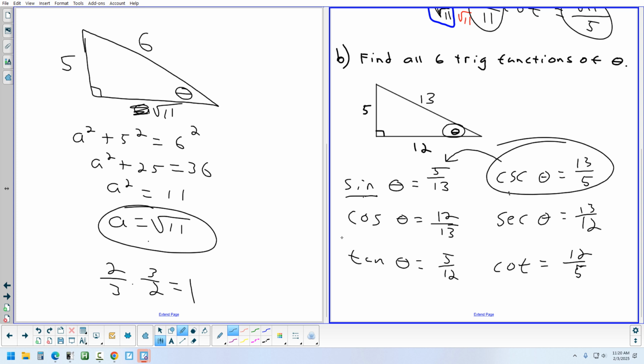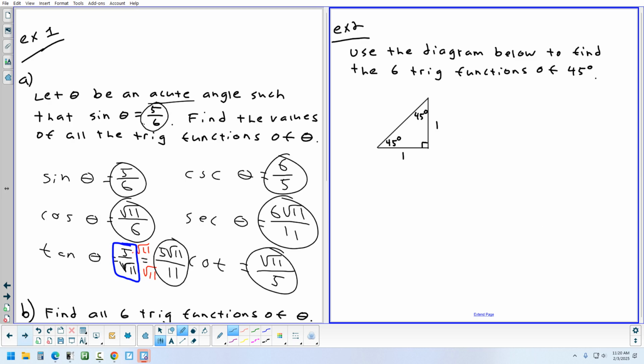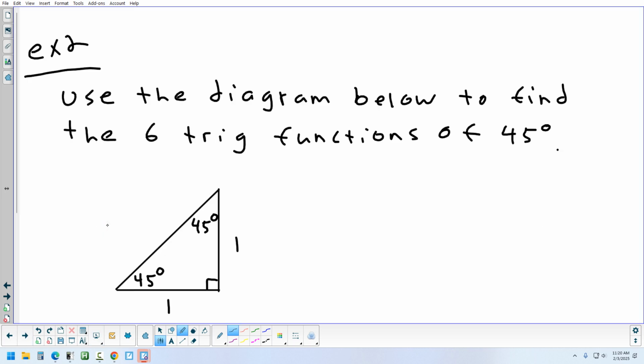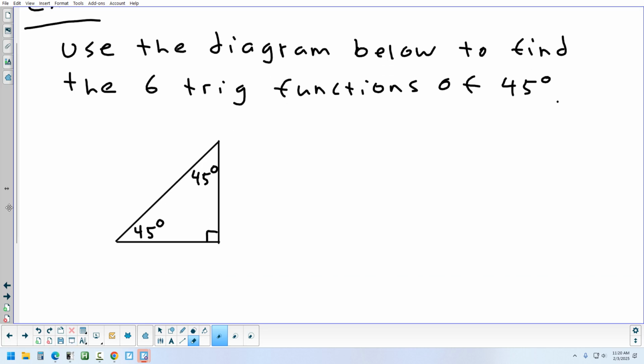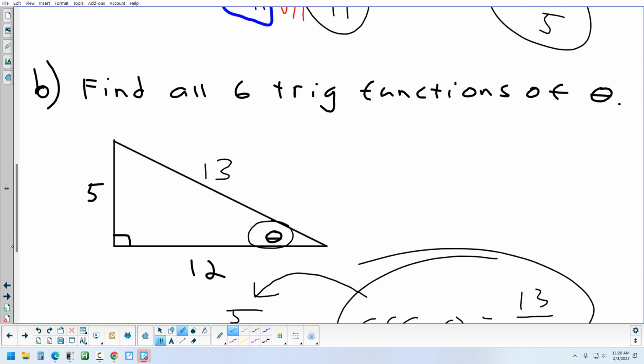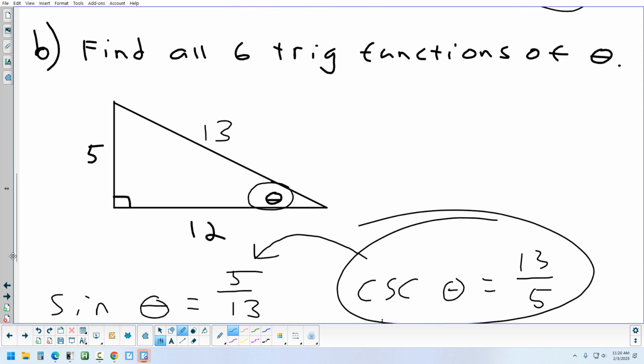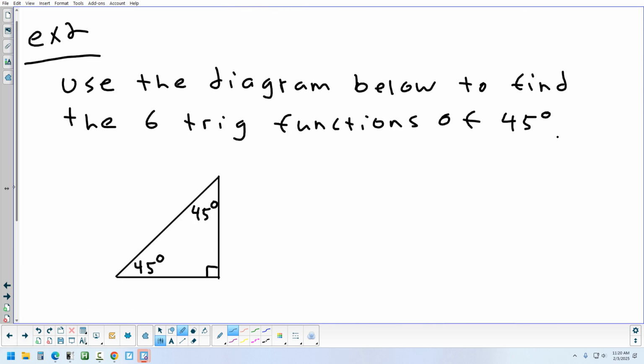Questions on that? Okay. So now, let's see if we can figure out these 6 trig functions of 45 degrees. So now you have to make your own triangle. I'm not giving you one like I did in this problem. You got to make your own. Does it matter what size you make it? No. You can make your 45, 45, 90 any size triangle you want, but you have to label the sides appropriately.